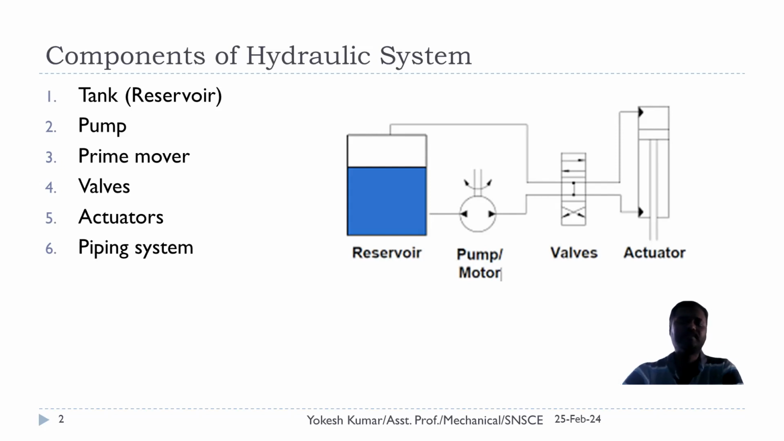After controlling the parameters, the pressurized liquid is sent to the actuator. The actuator may be a linear actuator or a rotary actuator. For this illustration, I have used a linear actuator. It is a double acting cylinder which will make extension and retraction according to the direction of flow of pressurized fluid. Then the last component is the piping system, which connects all the components in the circuit.